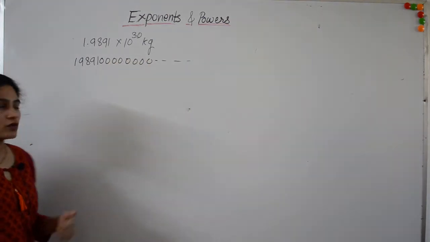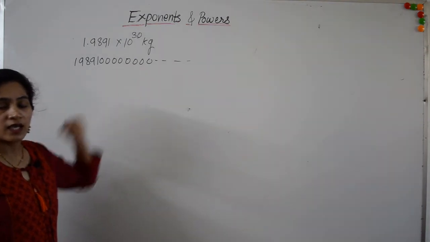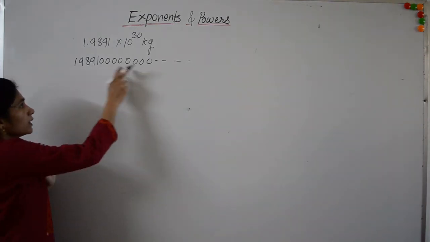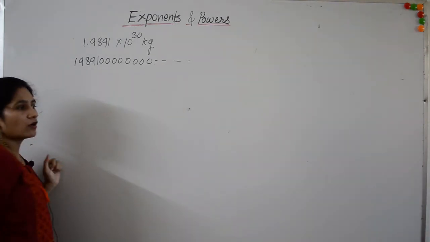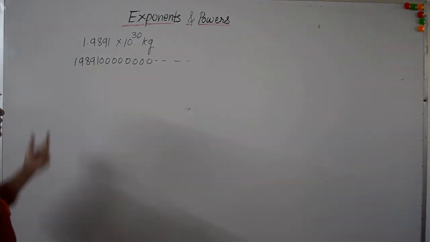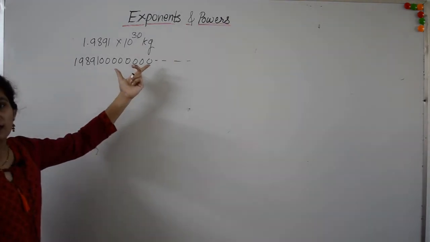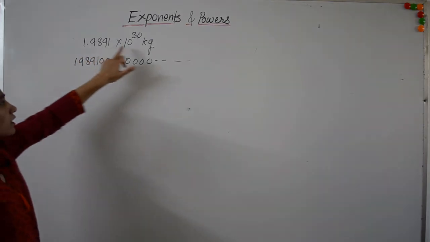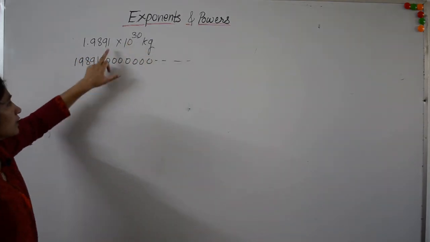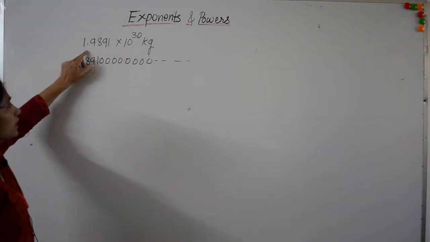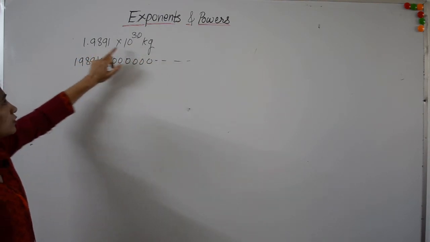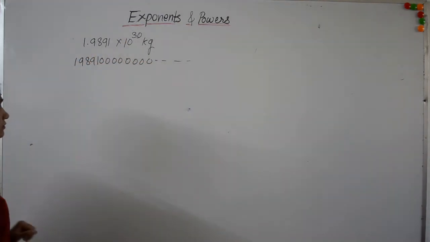So writing these zeros is a tedious task, and moreover we may make mistakes in counting the total number of zeros. Therefore there is an easy way to express this number, which is using exponent. Using exponent we can write this big number very short, and it is easy to write and read.